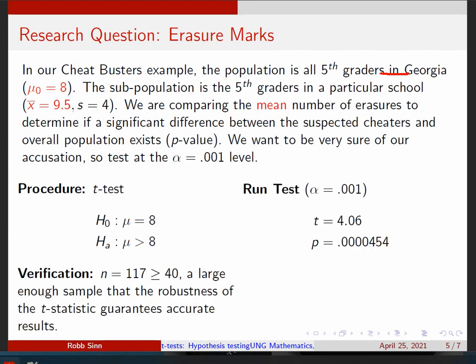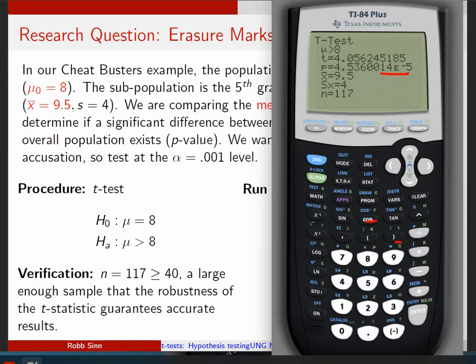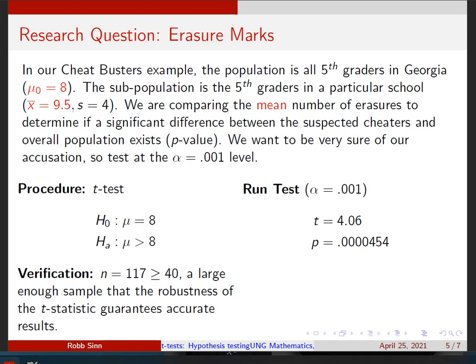Now you can see that the test statistic and the p-value do in fact match what we had on the graphing calculator. I can pull it up here so you can see it. All right. But let me go back because this verification popped up.